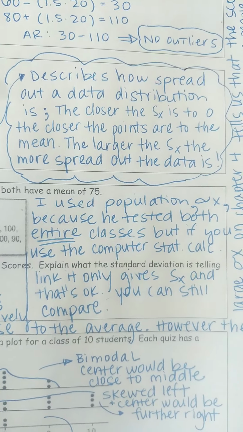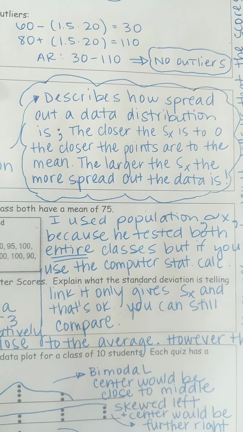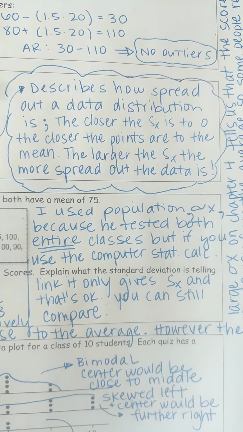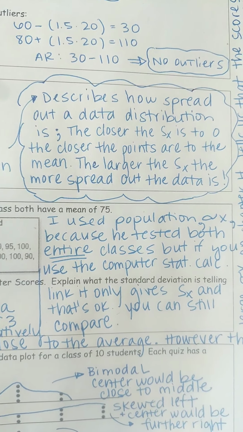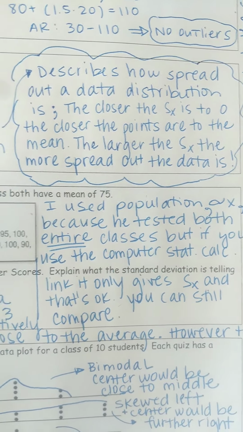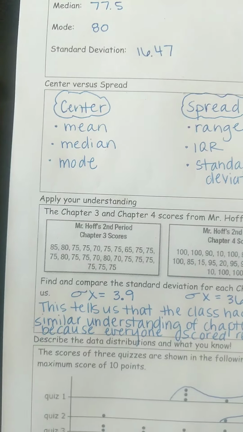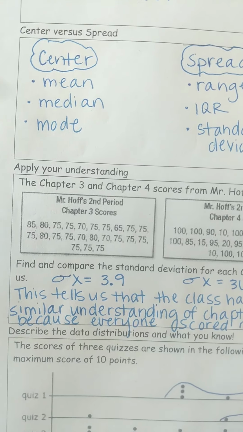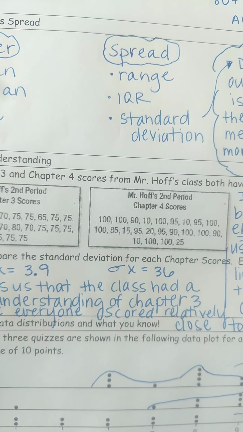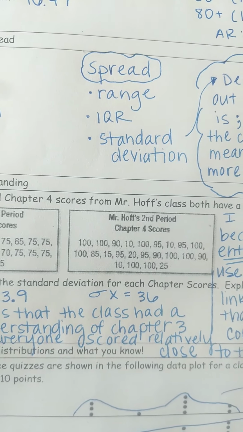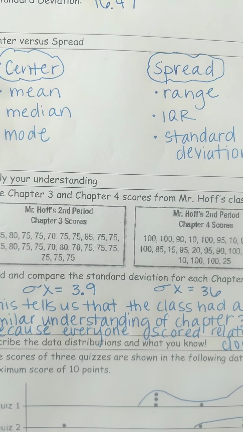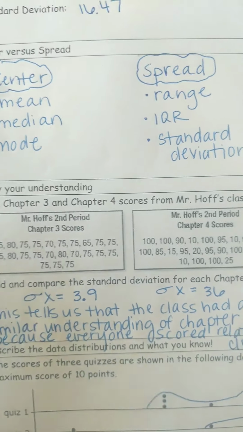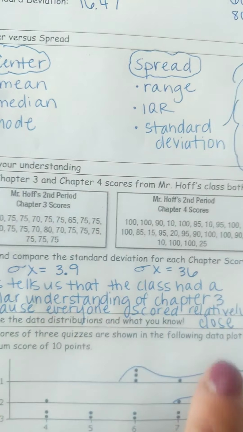I went ahead and used population standard deviation because he tested the entire class, but if you use the computer stat calculator link, it only gives you the sample standard deviation, and that's okay. We can still compare, okay? So for my standard deviations, I typed it in. I found the population. I got 3.9 for the Chapter 3 scores and 36 for the Chapter 4 scores. Now, if you remember, I said the closer the number is to 0, the more tightly clustered the scores were around the mean. So these are way more tightly clustered around the mean than these are.